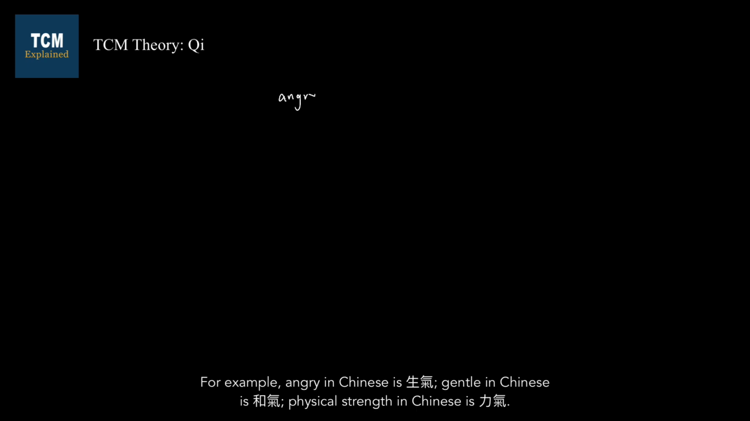The character Qi is immersed in Chinese culture very much that even now this character is oftentimes combined with another character to form a word. For example, angry in Chinese is shangqi, gentle in Chinese is heqi, physical strength in Chinese is liqi.